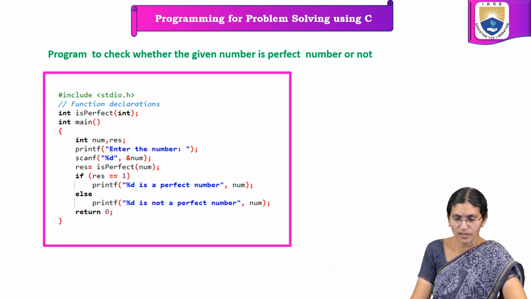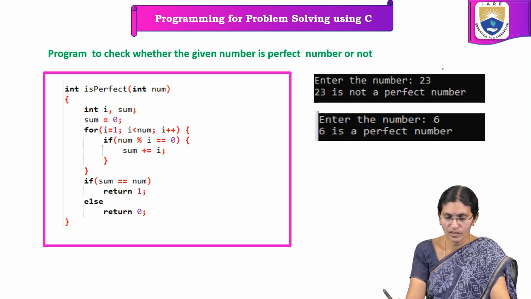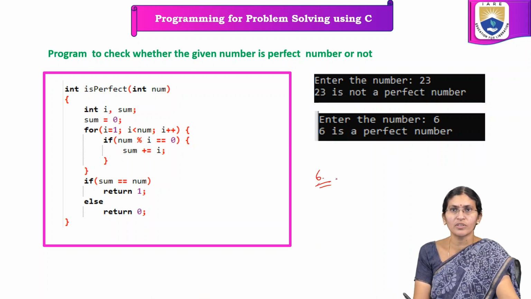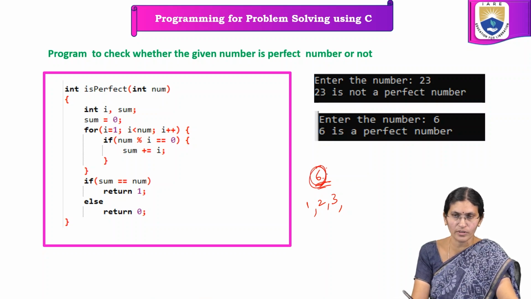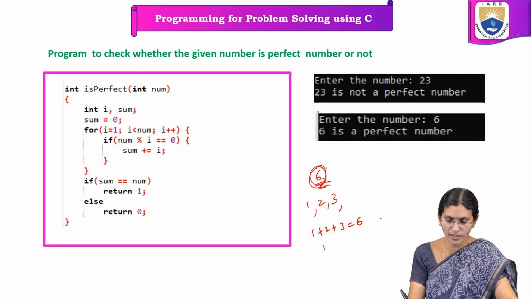Next, we check whether the given number is a perfect number or not. So what is a perfect number? For example, consider the number 6. To check whether it is a perfect number, we need to find the divisors of this number. The divisors are 1, 2 and 3, excluding the number itself. 6 is also a divisor of 6, but we need not include that. The sum of these divisors should be equal to the number. So 1 plus 2 is 3, 3 plus 3 is equal to 6. This condition is true, so therefore it is a perfect number.